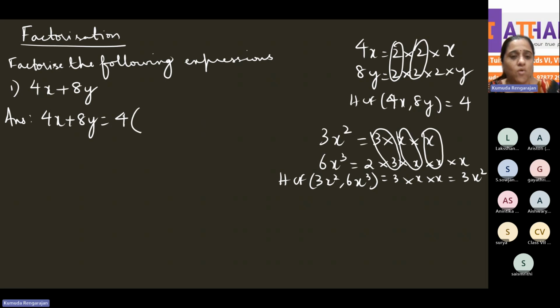Open a bracket. 4 into what will give you the first term 4x? 4 into x will give you the first term 4x. Plus 4 into what will give you the second term 8y? 4 into 2y is 8y. So here we have written 4x plus 8y as the product of 4 and x plus 2y. See, we've written it as a product: 4 into x plus 2y.